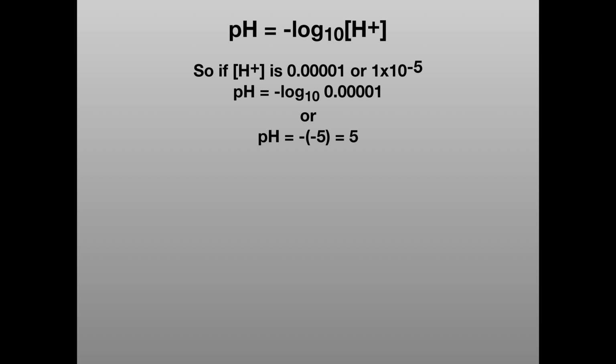If you grab your calculator, in this example of pH, the concentration of hydrogen ions we're going to use is 1 times 10 to the minus 5, or 0.00001. So if you enter 0.00001 into your calculator and you hit the log 10 button, what do you get? You get minus 5. But the pH is equal to the negative of the log 10 of the hydrogen ion concentration. So simply, a negative of a negative is a positive. So the pH of this equation is 5.